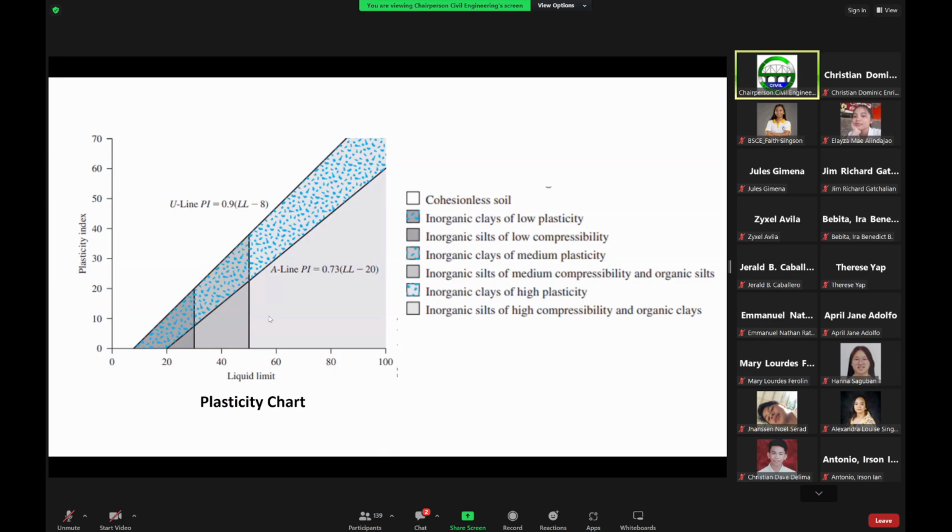So this is now the A line, wherein this A line is defined by this formula, PI equal to this equation here. So again, above the A line are the inorganic clays, we call them the inorganic clays. And then below the A line, we have the inorganic silts. Later on, we will discuss this in more detail when we go to the soil classifications.